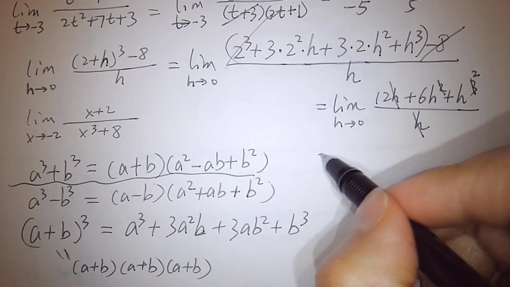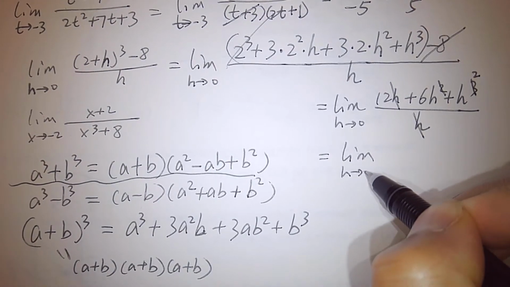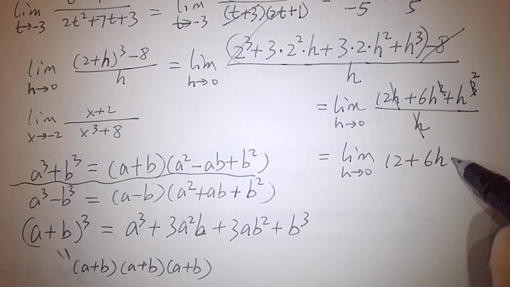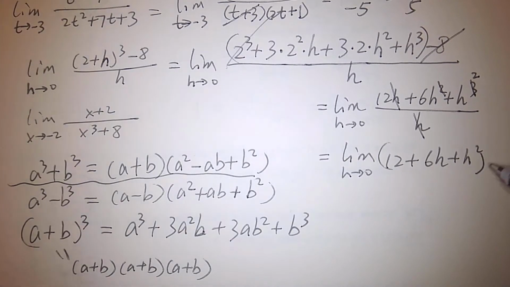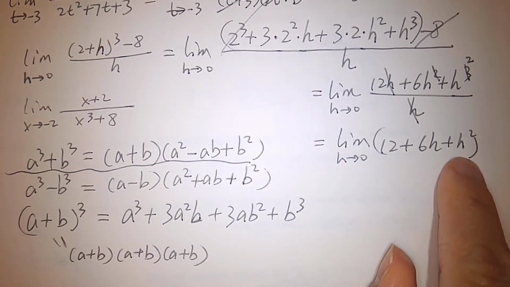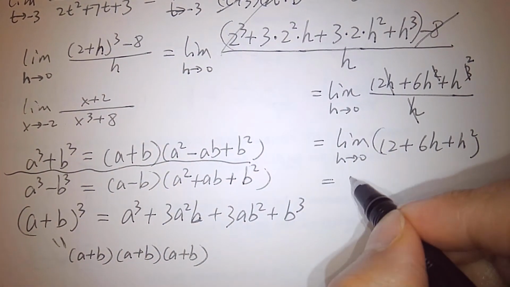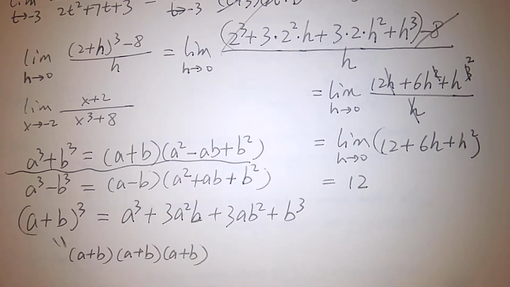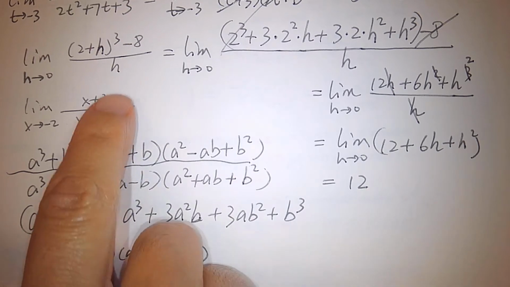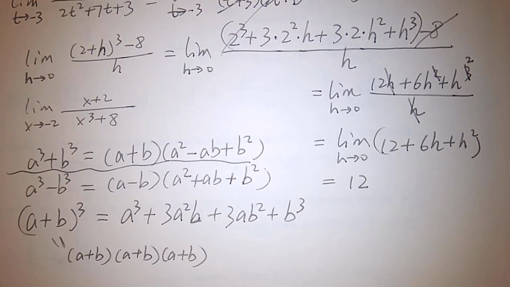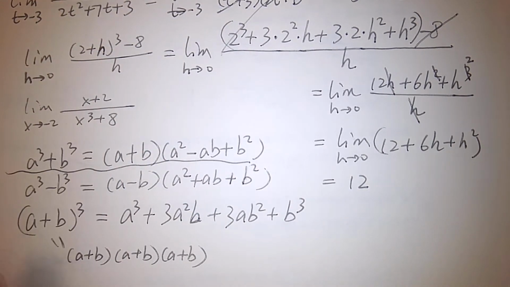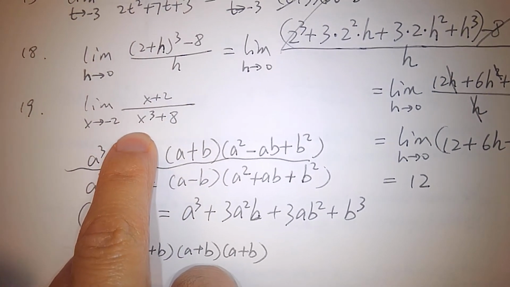So eventually we should have, as h approaches 0, 12 plus 6h plus h squared. So when h approaches 0, the answer is 12. Yay! Do you got it? Yeah. Everyone? Okay. Yeah, this is just tedious. You have to FOIL 3 times. Okay, FOIL a lot of times. Okay, the last question, 19.